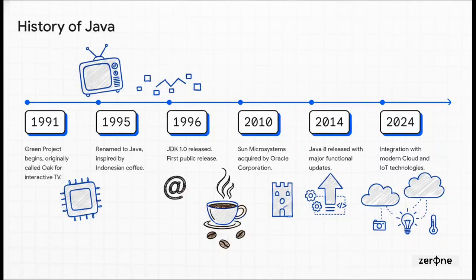After the JDK 1.0 launched in 1996, the language just exploded. Fast forward a bit, it was acquired by Oracle in 2010, saw massive functional programming updates in Java 8 in 2014, and today, in 2024, it seamlessly integrates with cutting-edge cloud and IoT technologies.